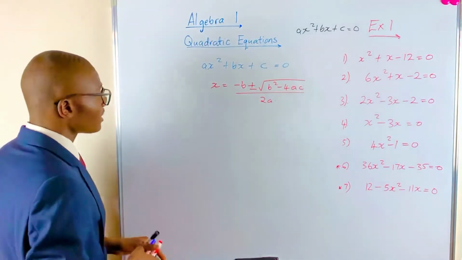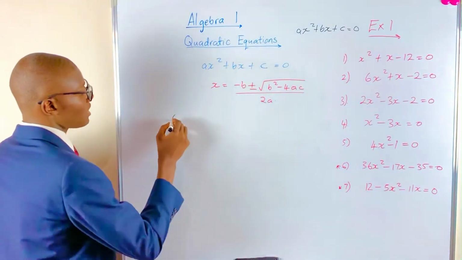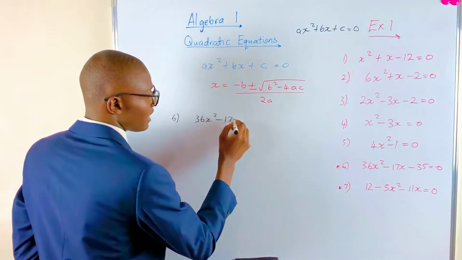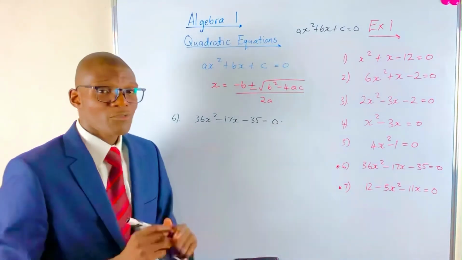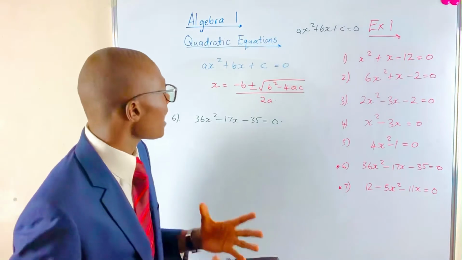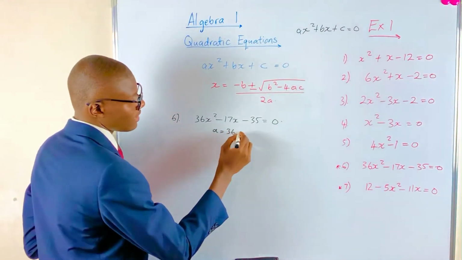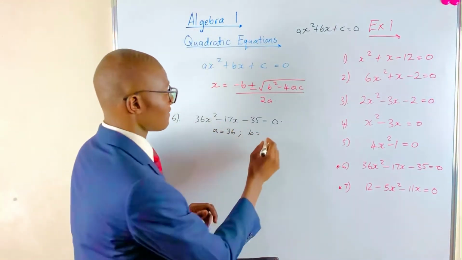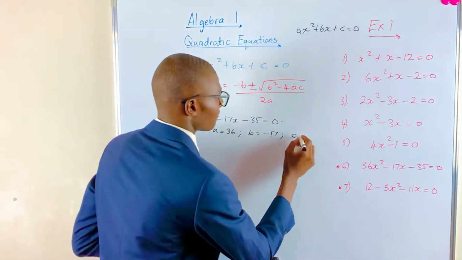So now I would like to attempt number 6 using the quadratic formula. Number 6: 36x squared minus 17x minus 35 is equal to 0. Before we use the formula, we have to identify our letters A, B, and C. In this case, our A is 36, our B, the coefficient of x, is minus 17, and our C, the constant, is minus 35.